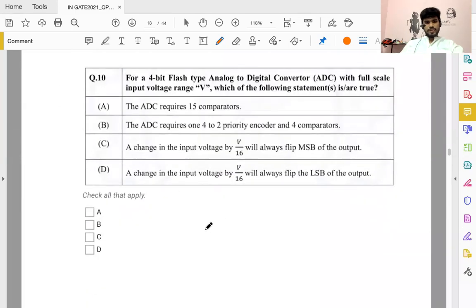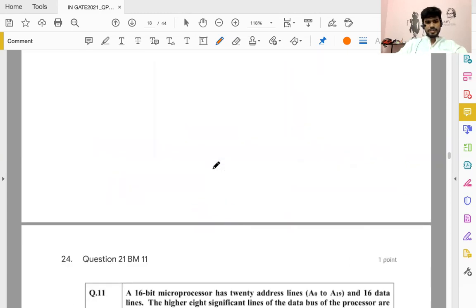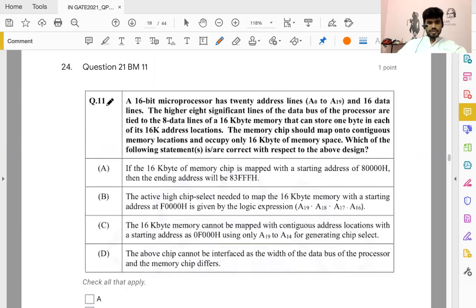Let me quickly tell you for an n-bit flash type ADC converter, you need 2 power n minus 1 comparators. Okay, so I suppose this is correct. And always when you change the input voltage, the LSB is going to change, not the MSB. Okay, this we haven't really covered in class. If you do not get it, that is fine. This I'm going to skip.